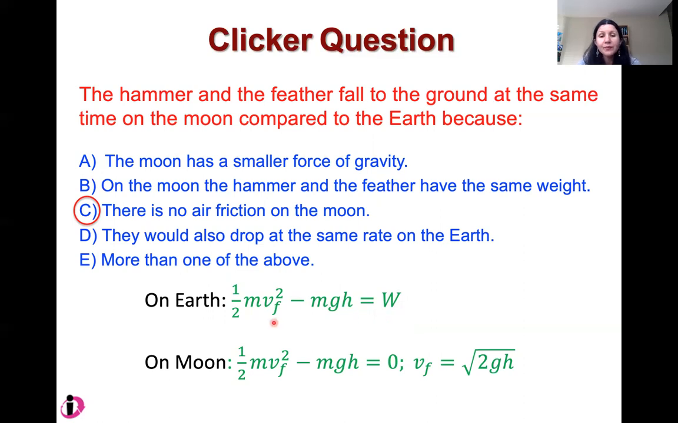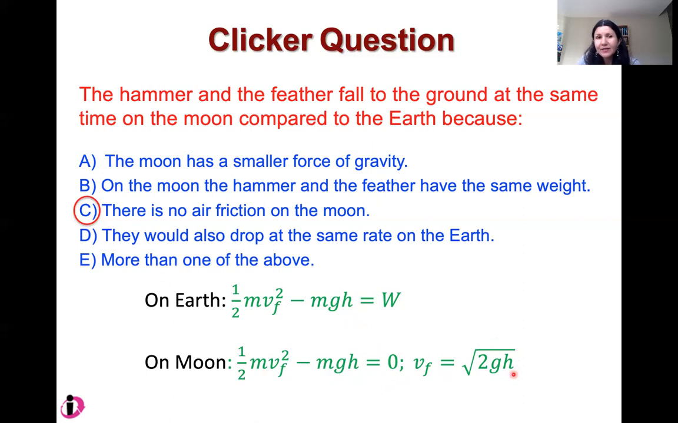But on the moon, because there's no air friction, the feather and the hammer are literally not interacting with anything else, just the moon, which creates this gravitational force, thus the gravitational potential energy. The right side of the equation is 0. And what you see, magically, is that the mass from the two terms cancels out. So when you solve for the final velocity, it just depends on the gravitational force and the height.